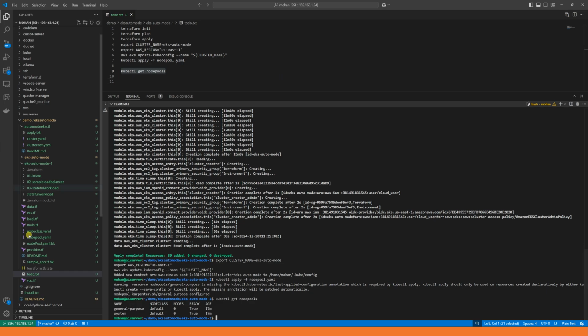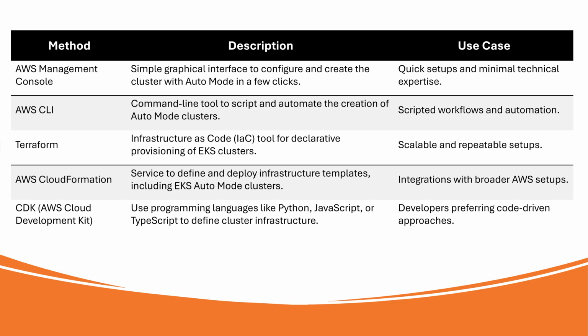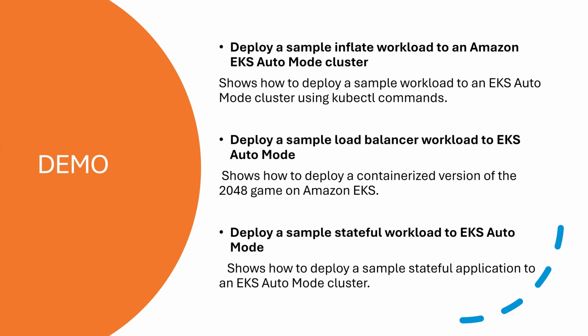For the demo purpose, I have taken some applications. The first application is to deploy a sample inflate workload to the Amazon EKS Auto Mode cluster. What we are going to do is just deploy a pod. When you deploy the pod, automatically the pod is scheduled. The scheduler will see whether the resources are there. If resources are not there, it will trigger Karpenter to create an instance and schedule the pod there.